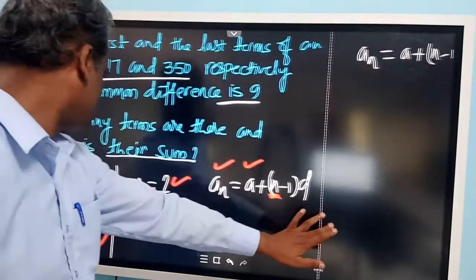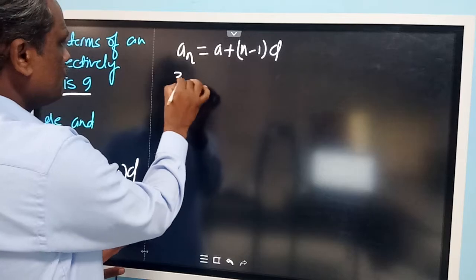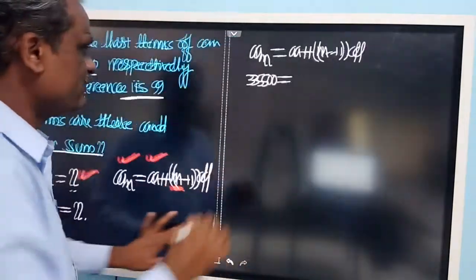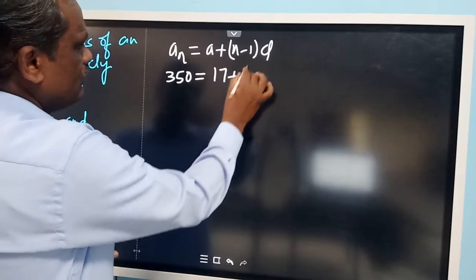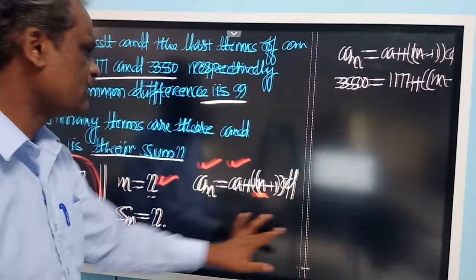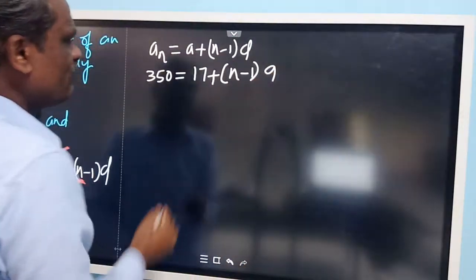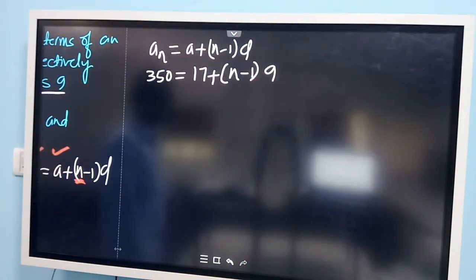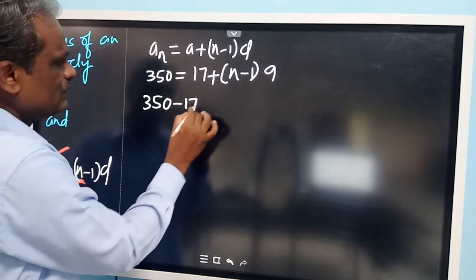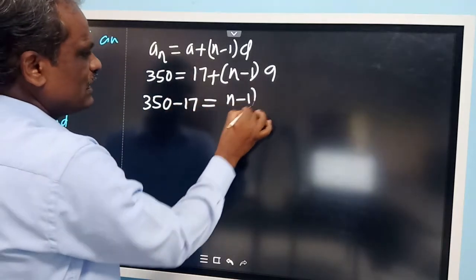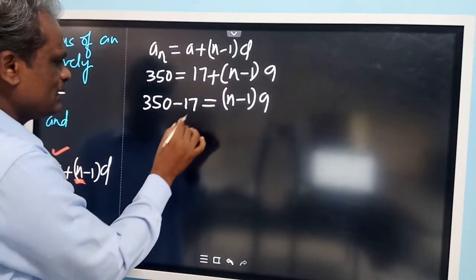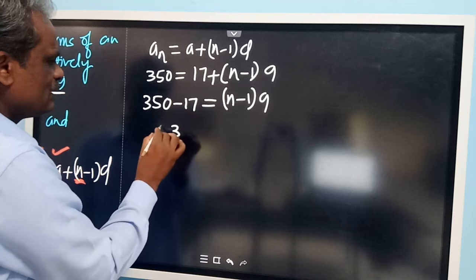The nth term is given, or the last term, it is 350. So 350 is equal to the first term, which is 17, plus n minus 1 times the common difference, which is also given, it is 9. Let us simplify. Transfer the 17 to the left side. So it becomes 350 minus 17 is equal to n minus 1 into 9. 350 minus 17 is 333.